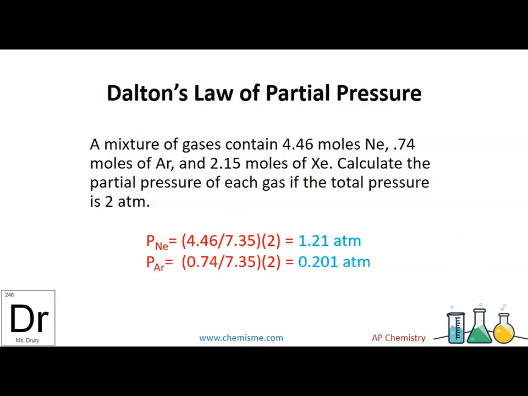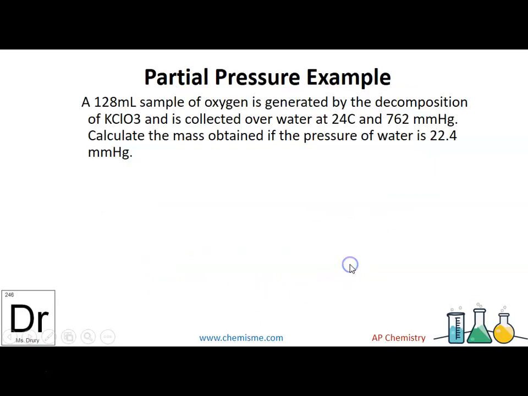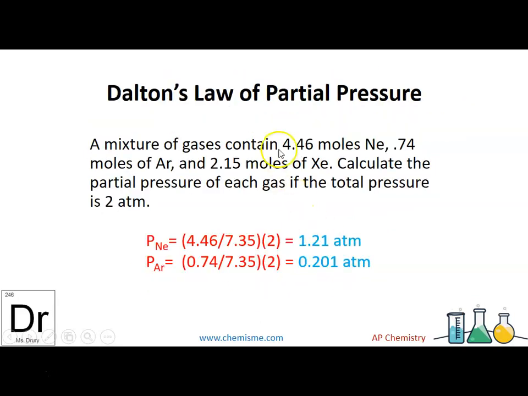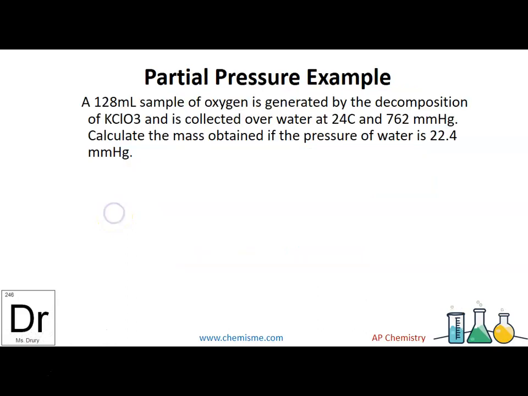Similarly, I can do it for argon. Argon would be the rest, 0.74, but everything else in the calculation stays the same. Since argon had a low number of moles, it also has a low pressure. If I wanted to do it for xenon, again, it would be the same, 2.15 divided by 7.35 times 2. Also, what I could do is instead just say the total pressure so far is 1.411 and subtract that from 2 atmospheres to find out the rest of the pressure.